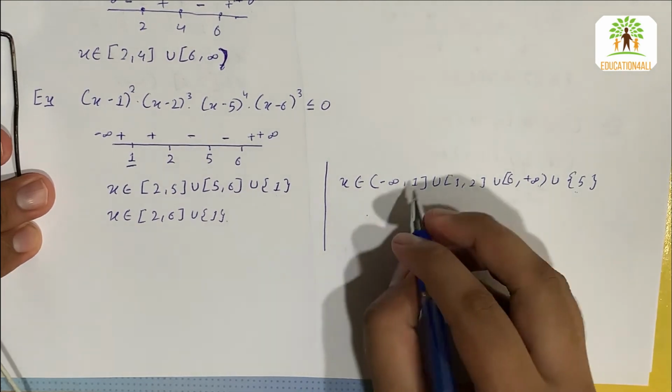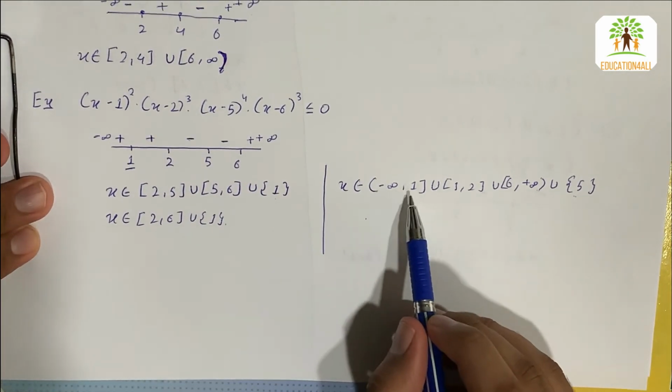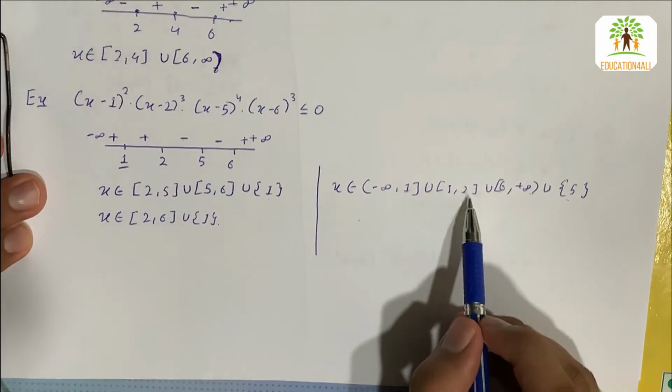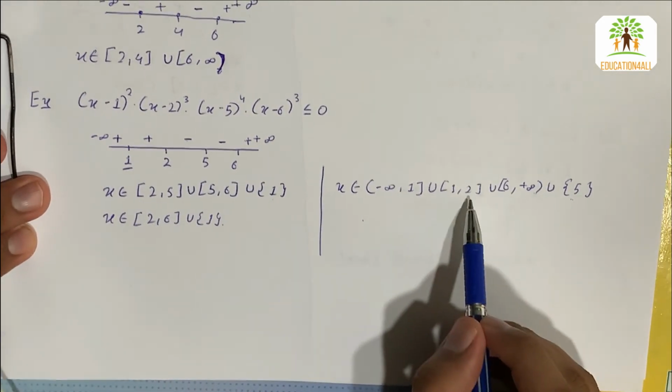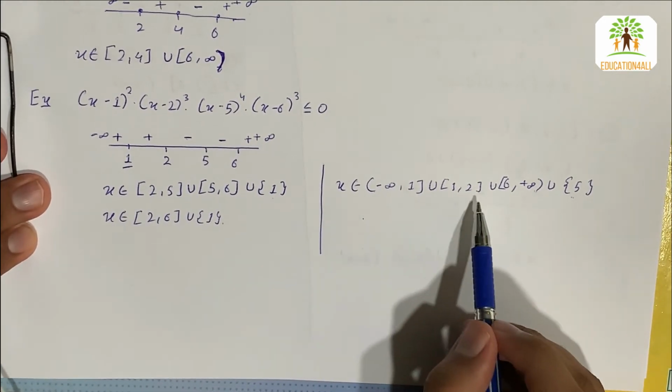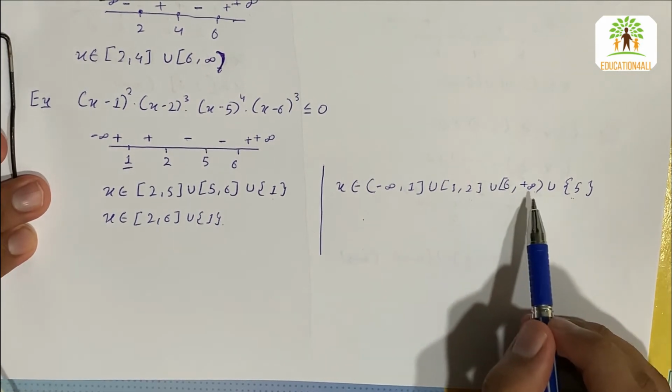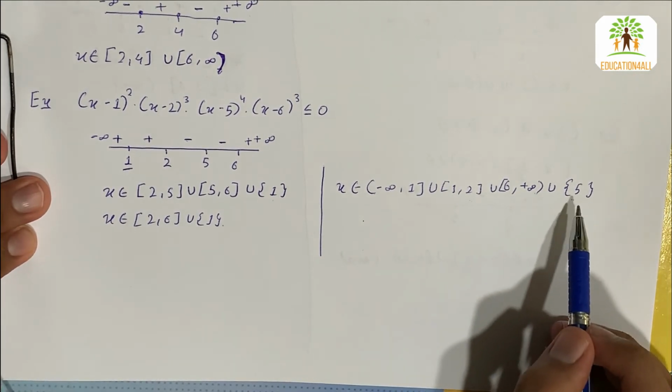Therefore, the answer becomes x belongs to (minus infinity, 1] union [1, 2]. We can combine both these and also write it as (minus infinity, 2] union [6, plus infinity) union the point {5}.